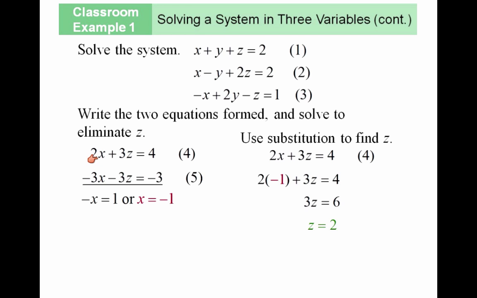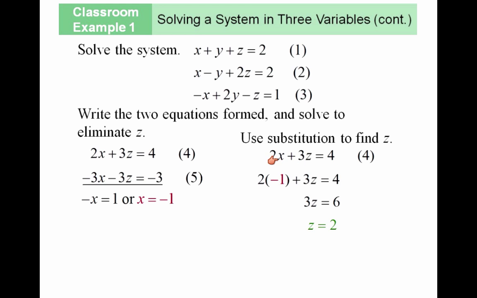To do that, now we can use the addition or elimination method again. Since the coefficients of z are already opposite of each other, I don't have to do anything. I just have to add these two and solve for x. 2x minus 3x would be minus 1x. 4 minus 3 would be equal to 1. So x is equal to -1. Once I find one of these variables, I substitute it back into either of these 2 equations, 4 and 5.